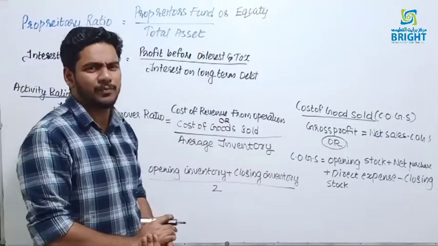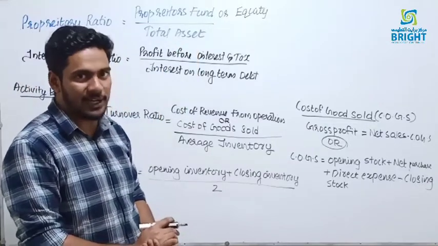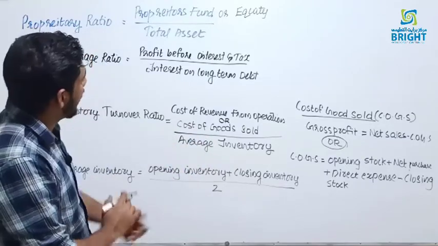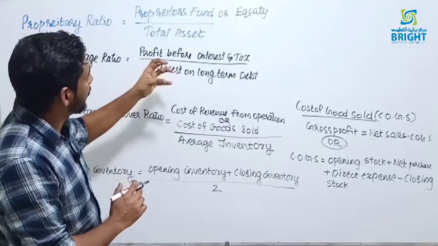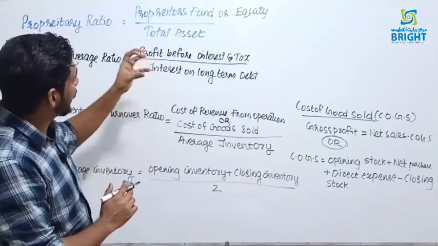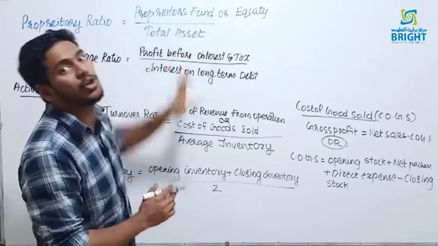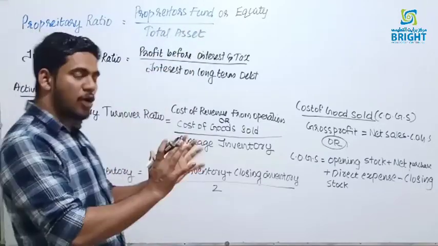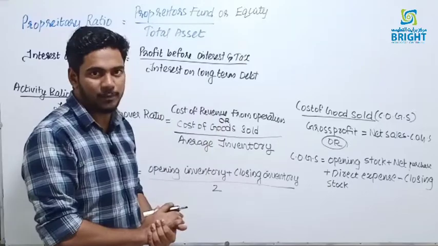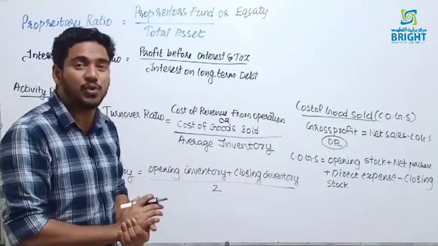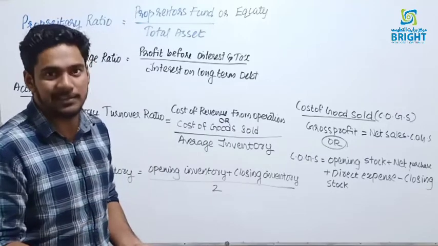Then there is a question: what is the significance of this ratio? The significance of this ratio is how much of the proprietors fund, the proportion of proprietors fund, is used to finance total asset. In total asset, how much is the proprietors fund? Here a high ratio is good for creditors and lenders.